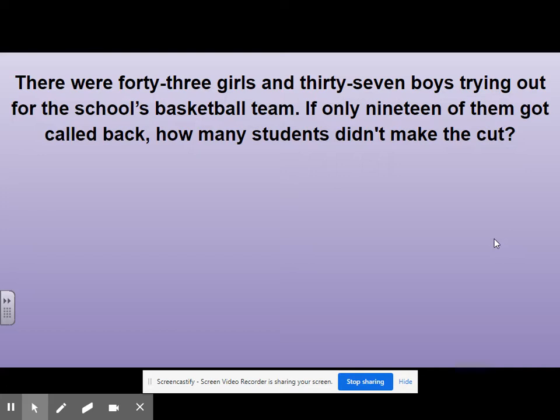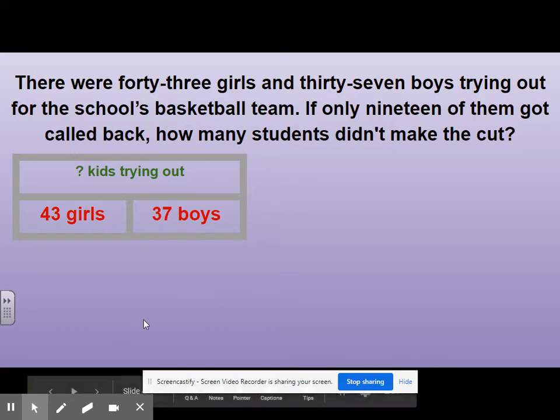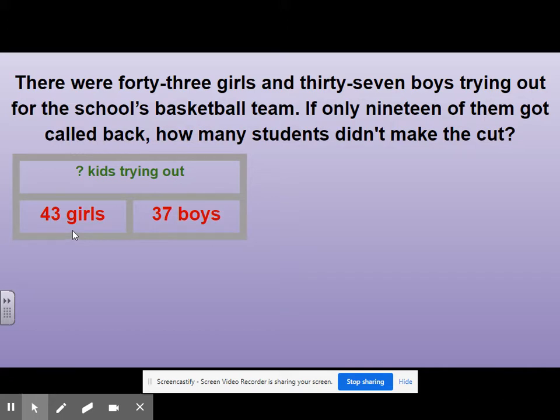All right, so let's go through, and I'm going to use my bar model for this to help organize my thinking. So the story says there were 43 girls. So I would write something down. And 37 boys. And they were all trying out for the basketball team. So you can see in my bar model here that the boys and the girls, those are your parts. And we need to know, well, how many kids were there trying out in all before we can do this next step? Okay, so first I need to figure out what do 43 girls and 37 boys make? How many kids is that?